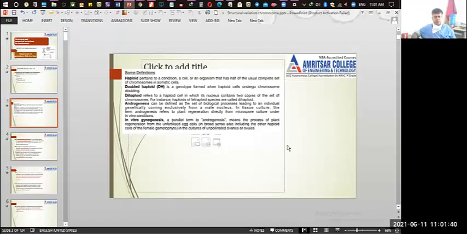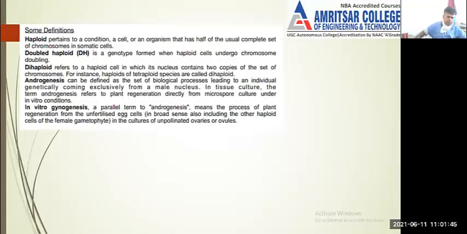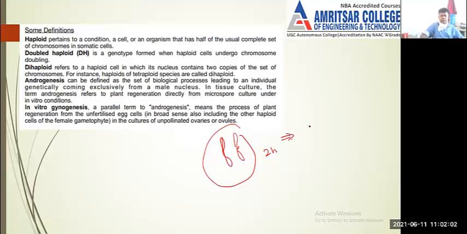So now some definitions you must know, because definition is a very important part. What is the haploid? Haploid means there are two sets of chromosomes. How much? Two sets. A cell containing two sets of chromosomes, then you call them 2N. If they contain one set of chromosome, then they are called N. And this N is called haploid.